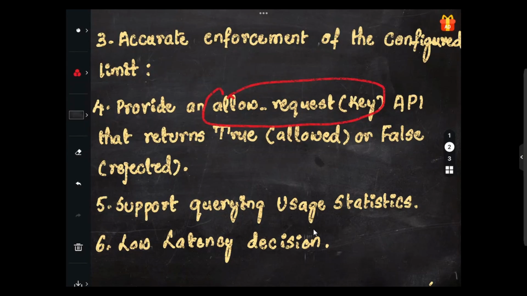So what are the pros and cons of choosing the sliding window log? The main pro, or advantage, is that it is precise for rolling windows. This will be accurate enforcement. Also, it is simple to reason about. This is one of the advantages.